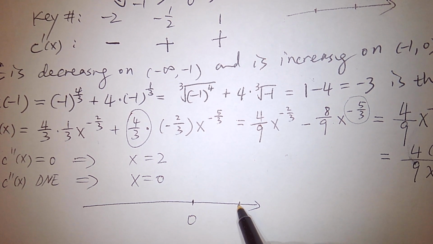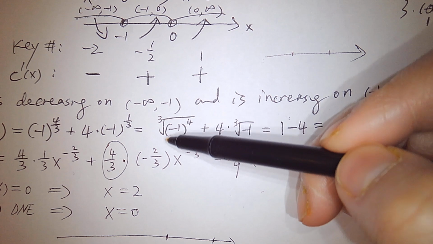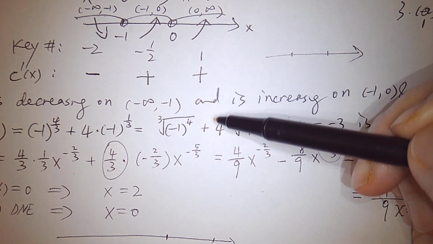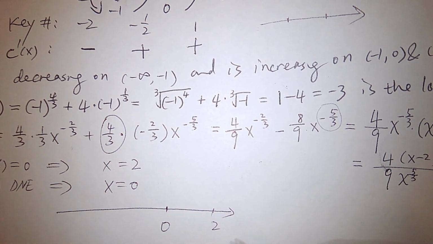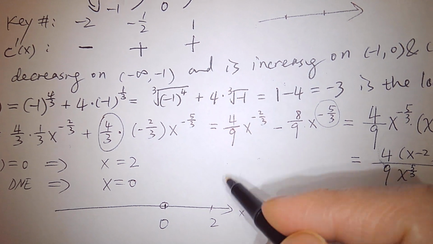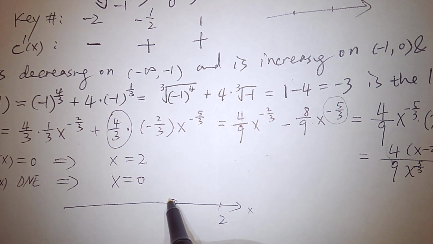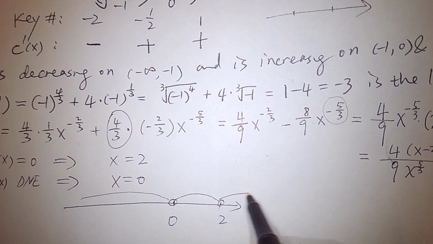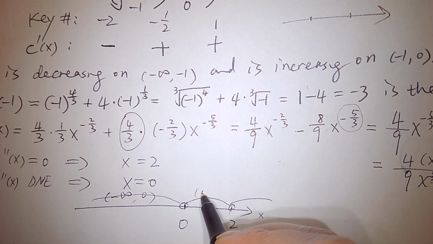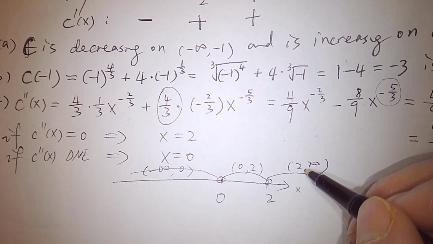0 here, 2 there. I just want to make sure that this is consistent. Okay, 0 and 2. This is for x, and then vertical is for C double prime. So 3 intervals: negative infinity to 0, 0 to 2, 2 to infinity, right?